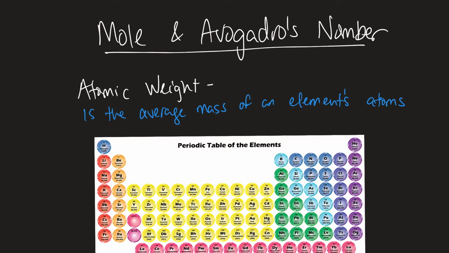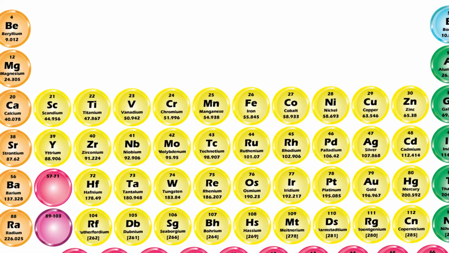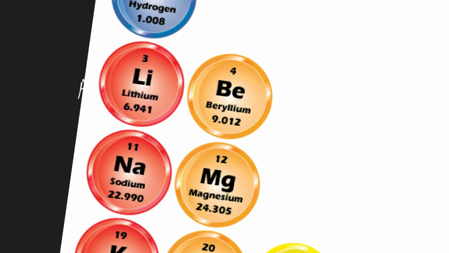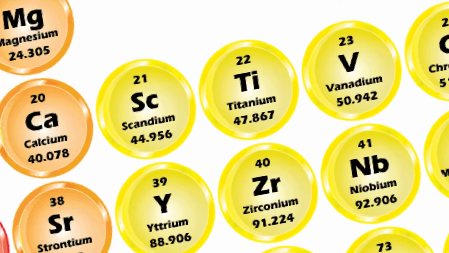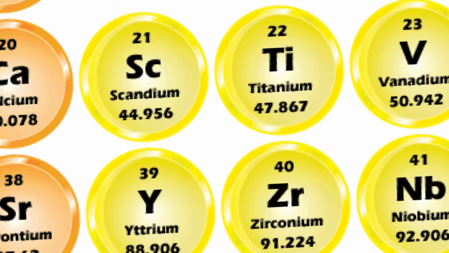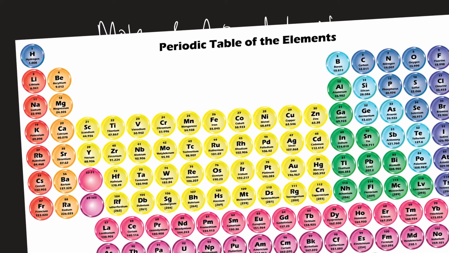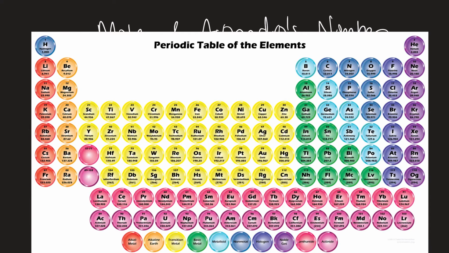When we look at a periodic table, like what you see here, for example, lithium's atomic weight is 6.941. Beryllium's atomic weight is 9.012. And then we could look at scandium's atomic weight. It's 44.956. So these are the atomic weights of your elements, and this is where you can find them on the periodic table.